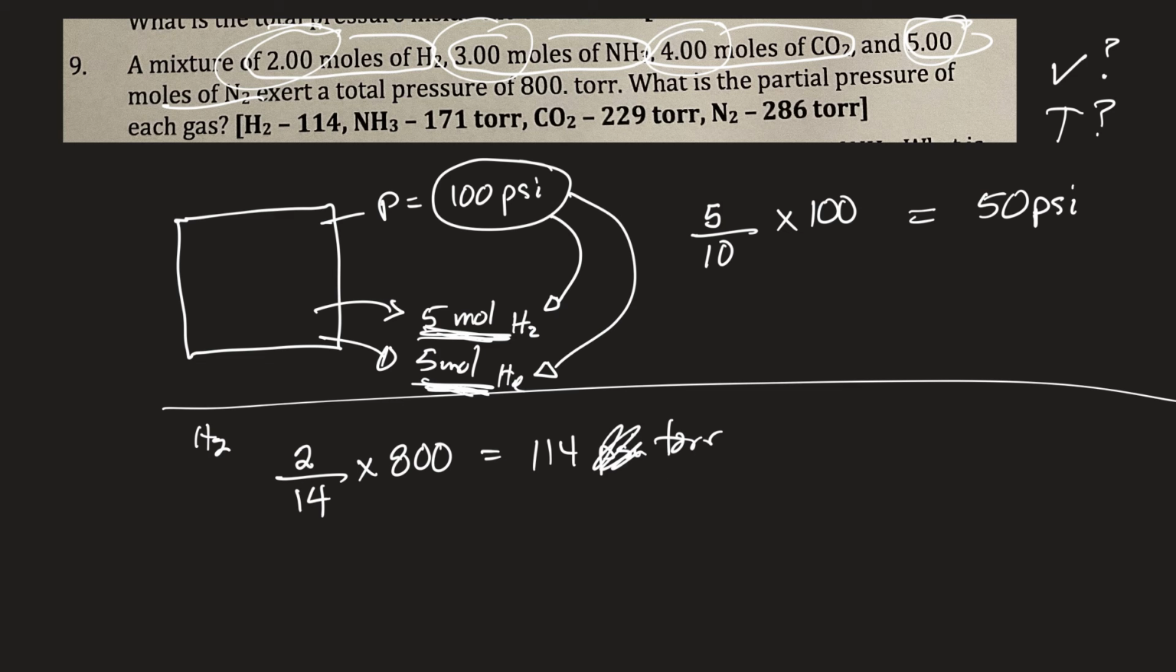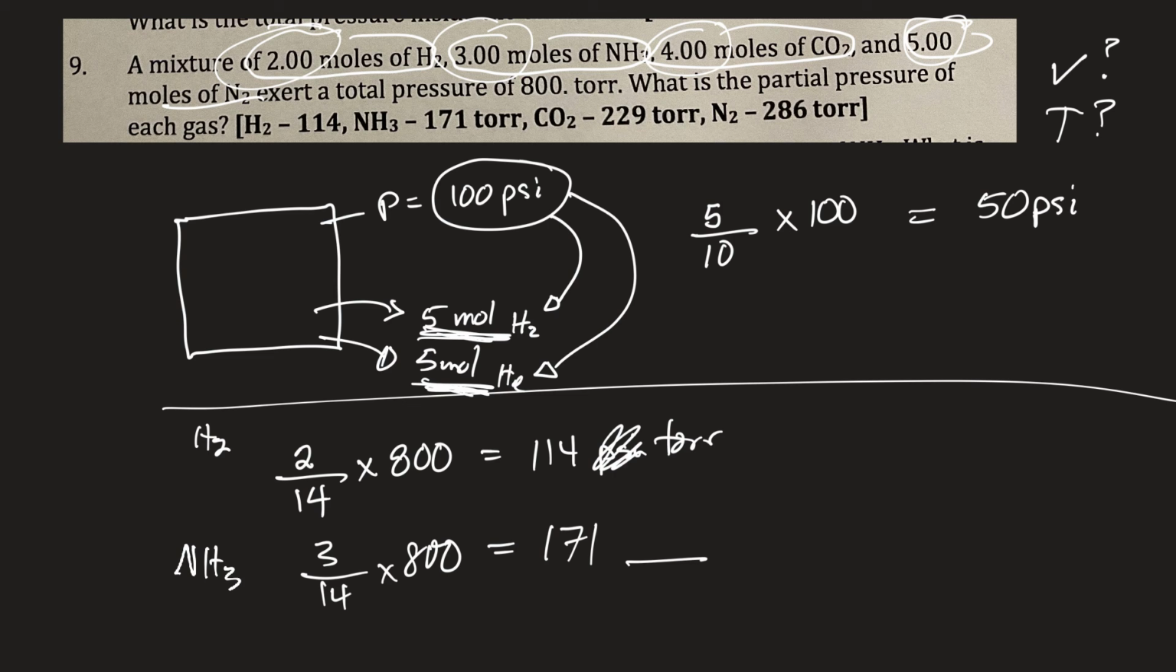So what would I do for ammonia? So you'd go 3 over 14 times 800. Right. Okay, yeah. And then you do the same thing for the other two.